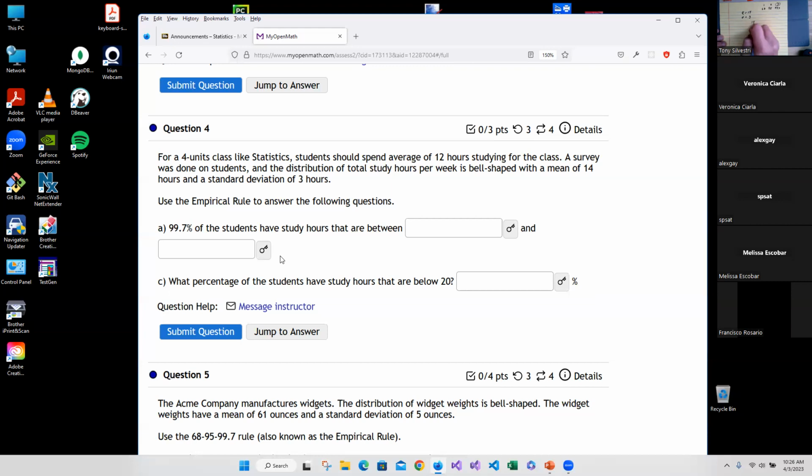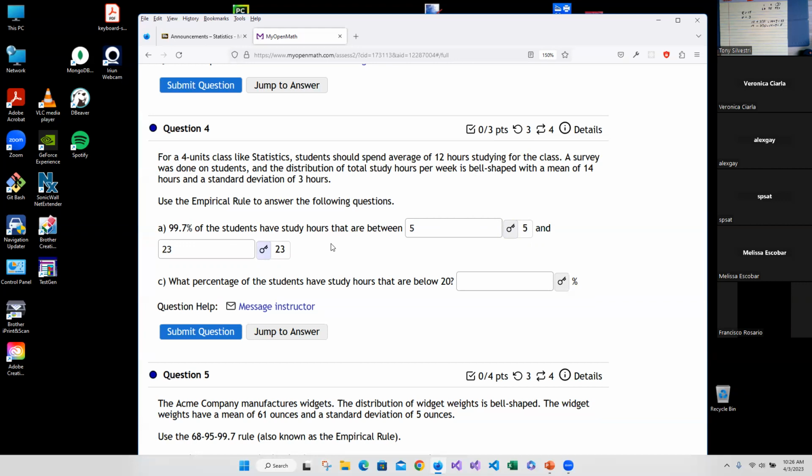All I have to do is calculate 14 plus 3 standard deviations of 3, and then 14 minus 3 standard deviations of 3. So 14 plus 9 and 14 minus 9 would be 23 maximum, and 5 minimum. I'm going to go with those numbers. Some people do 5, some people do 23 hours. I don't think you need those big boxes, but 5 and 23 is what you have.